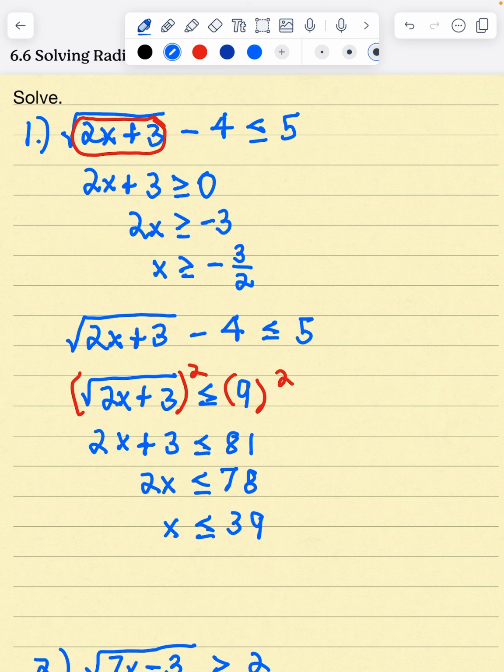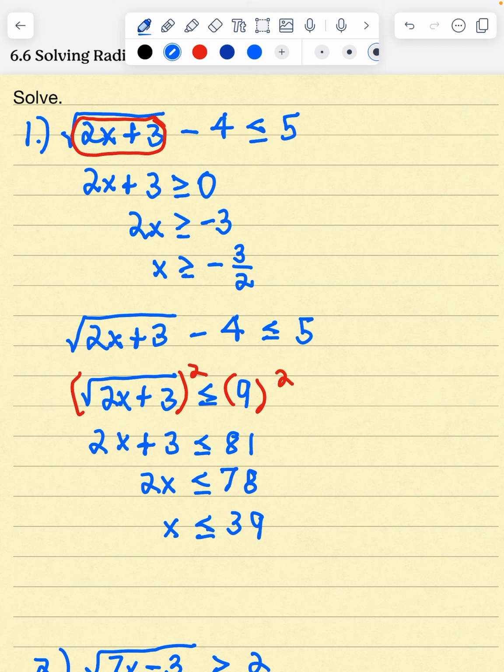So here's what I know. To be a valid solution, x has to be less than or equal to 39. That's on a continuum going towards negative infinity. At the same time, I know x has to be greater than or equal to negative 3 halves to be a valid square root in that inequality. So that's my stopping point. I cannot go beyond that or I'm going to get values that are invalid.